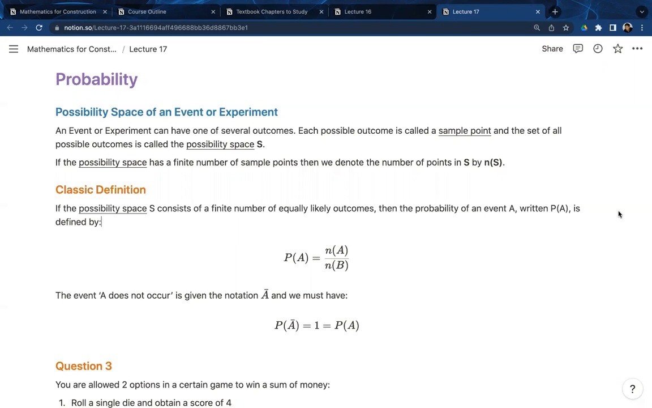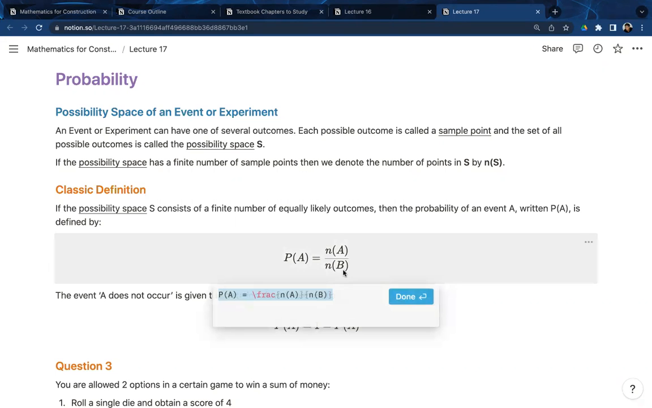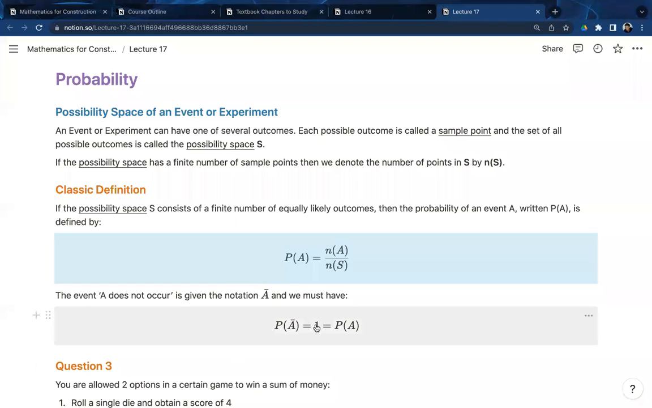The classic definition of probability means dividing the number of times event A could happen over the total number of possibilities, n(S). So the total possibility space, the number of points, is the denominator. The numerator is the number from that total list that has the event occurring. A bar is the event A does not occur, meaning not A, right? The opposite. Those probabilities add up to 1.